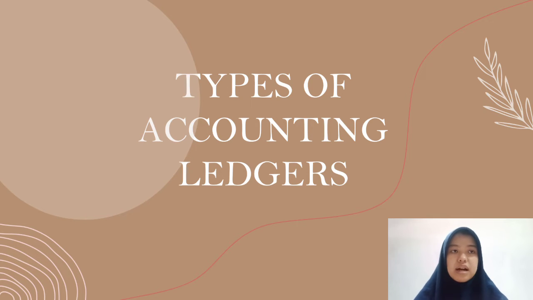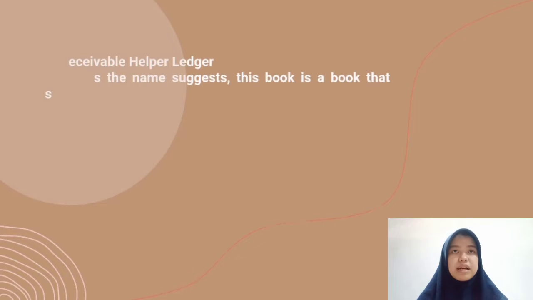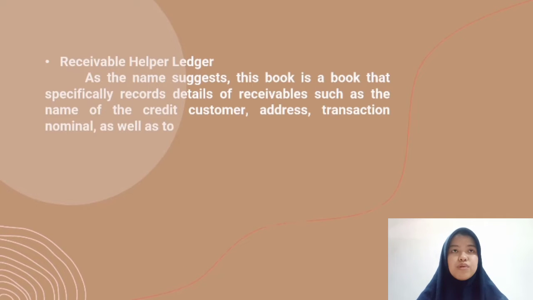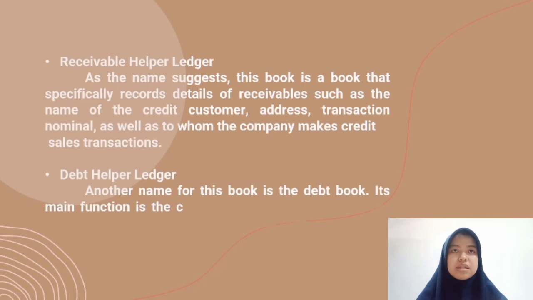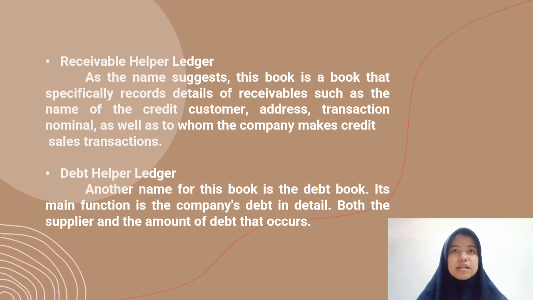These types of ledger are indeed the same in collecting financial information, but there are also differences, and we will talk about them now. The first type, receivable help ledger. As the name suggests, this book specifically records details of receivables such as the name of the credit customer, address, transaction nominal, as well as to whom the company makes credit sales transactions.